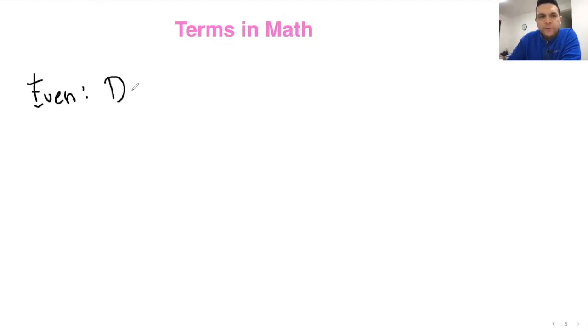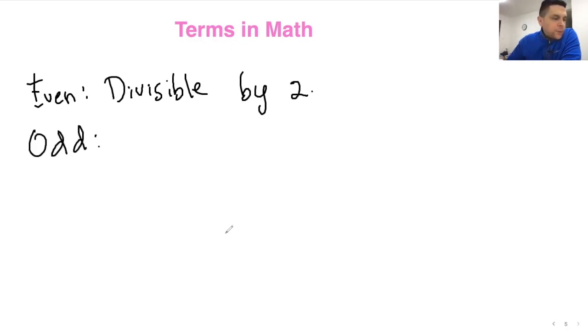Terms in mathematics. So let's see. We've got even: numbers that are divisible by 2, right? Divisible by 2. We've got odd: numbers which are not divisible by 2.